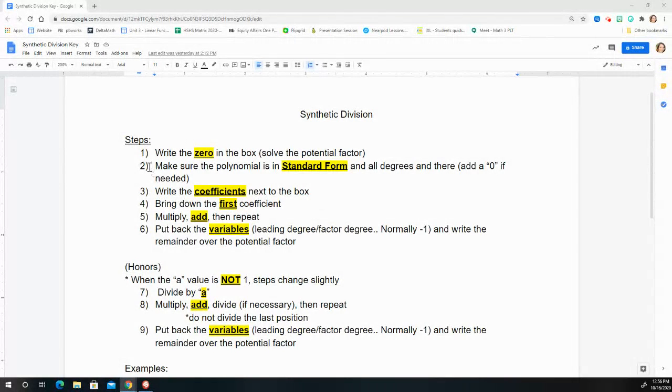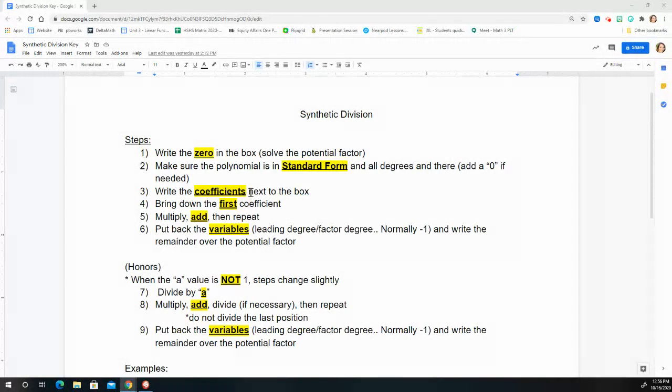So here are the steps. Step 1, you're going to write the 0 in the box, which basically means you're solving the potential factor. Step 2, you're going to make sure that the polynomial is in standard form. So remember, we're going biggest degree to no degree, and all of the degrees are there. So say we're missing like a cube, we're going to put a 0x cubed there.